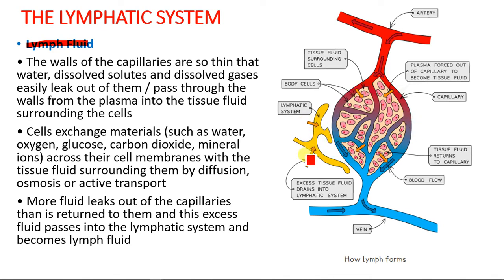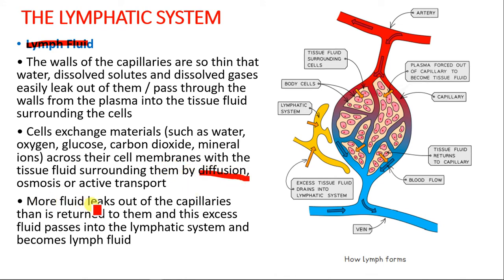So this is the lymphatic system. Excess tissue fluid drains into the lymphatic system, and these tissue fluids are what leak out from the capillaries. The walls of the capillaries are so thin that water, dissolved solutes, and dissolved gases easily leak out of them, passing through the walls from the plasma, the liquid component, into the tissue fluid surrounding the cells. Now, cells exchange materials such as water, oxygen, glucose, carbon dioxide, and mineral ions across the cell membrane with the tissue fluid surrounding them by diffusion, osmosis, and active transport. That is the process through which they exchange these materials.